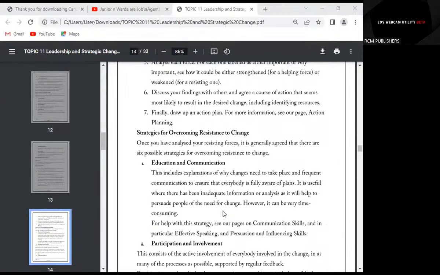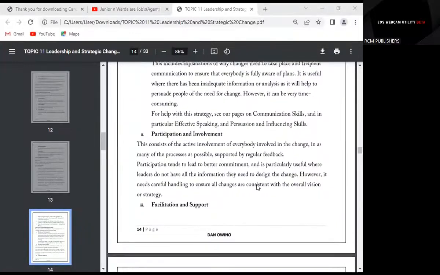Then we have what you call the strategies for overcoming resistance to change. So these are quite obvious. We're not going to read everything, just mention them. One is education and communication. Yes, educate people so that you raise awareness on why you are introducing changes. Then also communicate that change process effectively. Invest in the infrastructure that can facilitate good communication to take place.